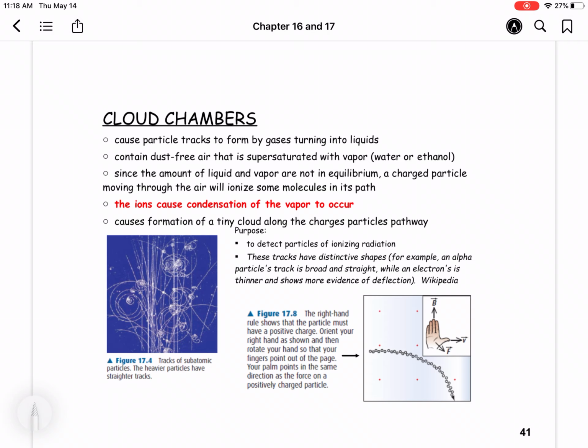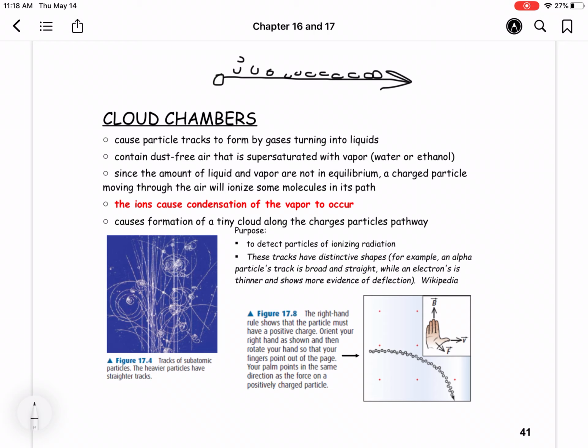So essentially, you get some kind of particle going through this. As it goes through, it's going to create little clouds, ionized little particles, okay?